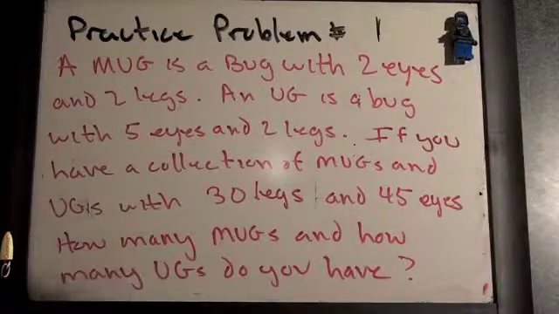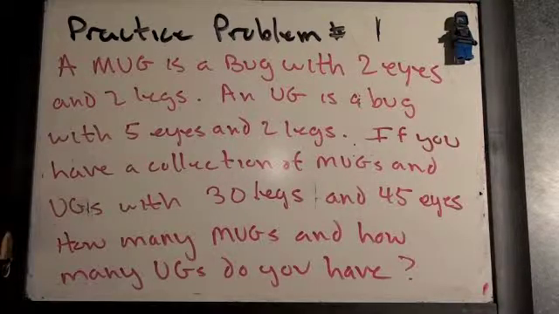Okay, good morning. Yesterday we got through one problem, today we're going to try to get through two. Here's practice problem number 1. A mug is a bug with 2 eyes and 2 legs. An ugg is a bug with 5 eyes and 2 legs. If you have a collection of mugs and uggs with 30 legs and 45 eyes, how many mugs and how many uggs do you have?